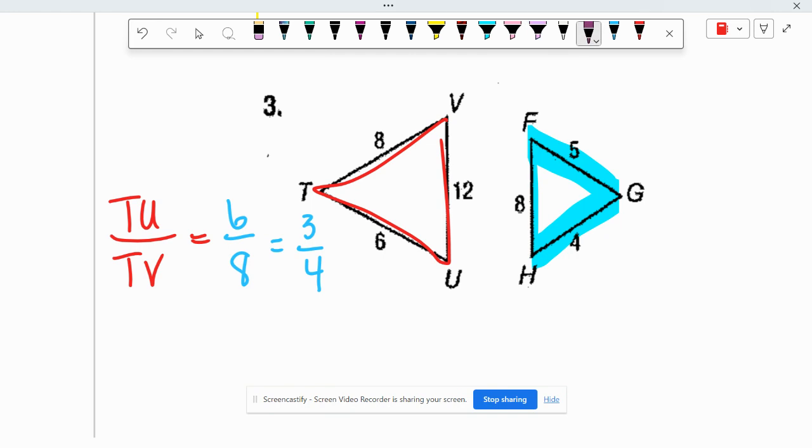Is there a way, looking at this triangle, to set up any type of proportion, regardless of what sides you compare? Is there any way that you're going to end up with 3 over 4? Say it again, Aiden. No, there's no way that you're going to be able to get a fraction 3 over 4 with the numbers that you have, 4, 5, and 8, correct? Does that make sense to you? So this is not similar because they are not proportional.